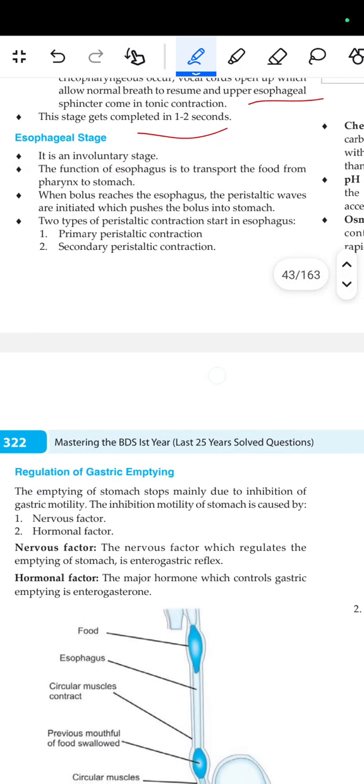Then comes the esophageal stage. It is an involuntary stage. The function of the esophagus is to transport food from the pharynx to the stomach. When the bolus reaches the esophagus, peristaltic waves are initiated which push the bolus into the stomach. Two types of peristaltic contraction start in the esophagus: primary peristaltic contraction and secondary peristaltic contraction.